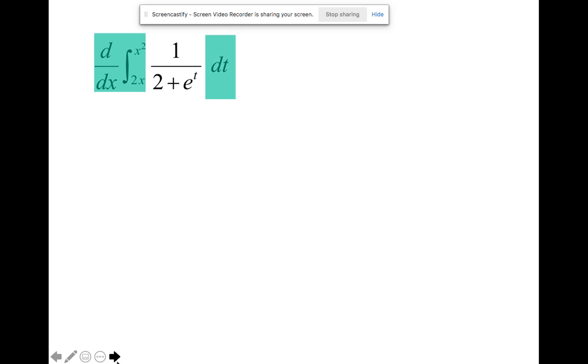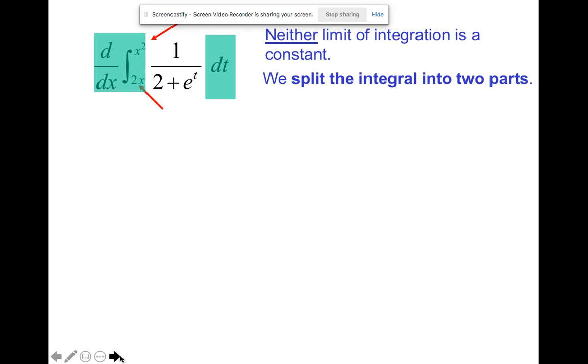Uh-oh. I do have the derivative of an antiderivative, but neither limit of integration is a constant. Boo! I'm gonna cry. Well, remember what we talked about, properties of integrals, right? As long as little f is continuous, and it is, there's nothing that would break this up. The denominator will never be 0 because e to the t is always positive, and then you're adding 2. So the denominator will never be negative. So this little f is continuous.